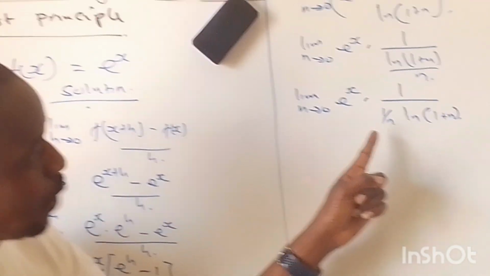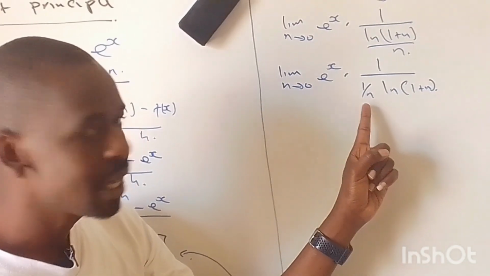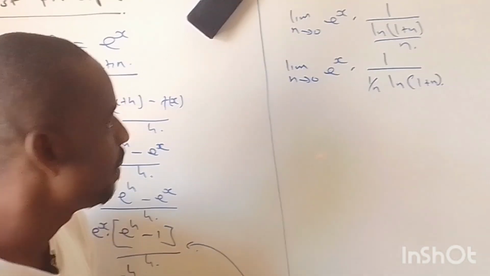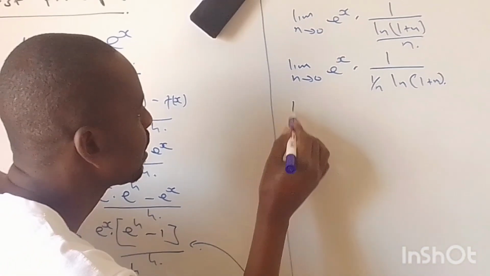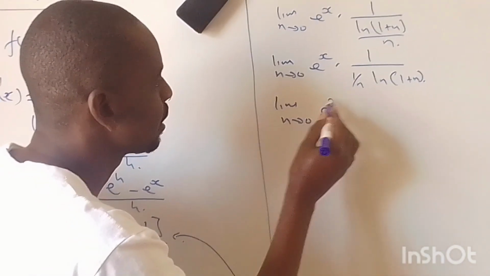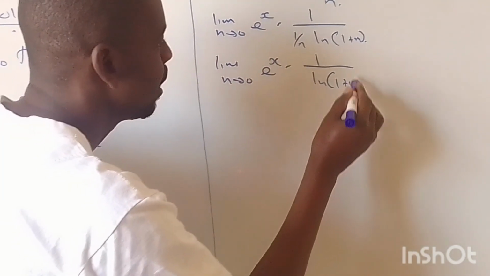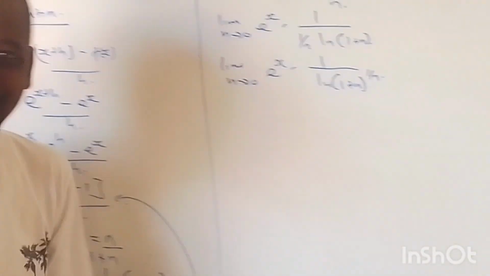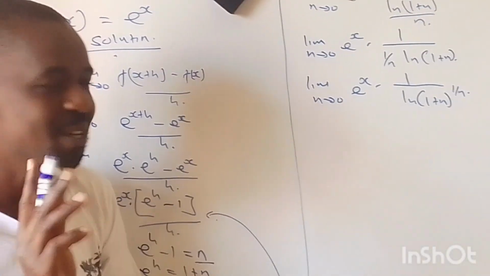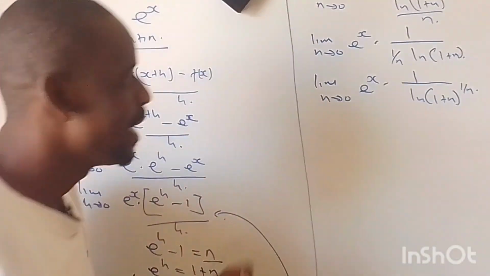And again, I know the law of logs: if you have a product of a value here, I can put it there so that it becomes the exponent. So as the limit n tends to 0, we have e^x times 1 over ln of (1 + n) raised to 1 over n. There's something which is coming. I hope you can see me. You can see that e is coming from somewhere else.